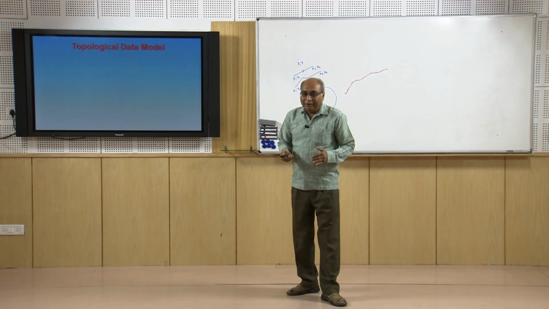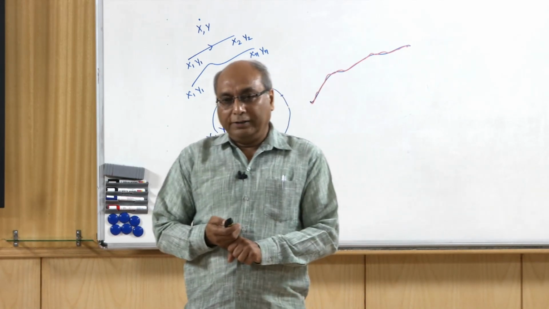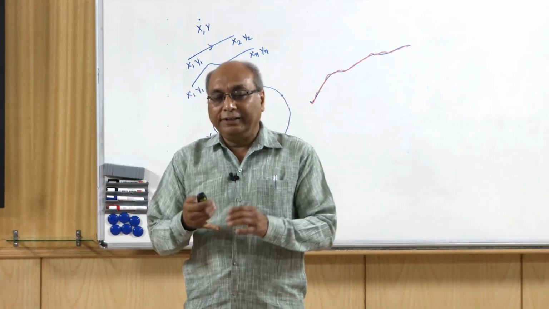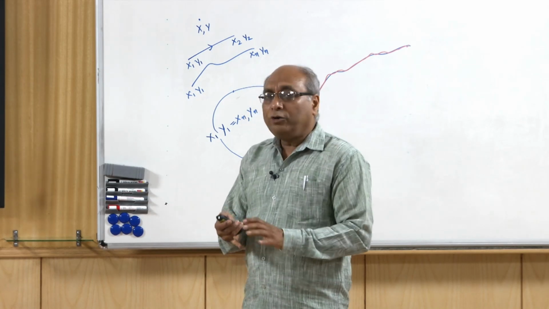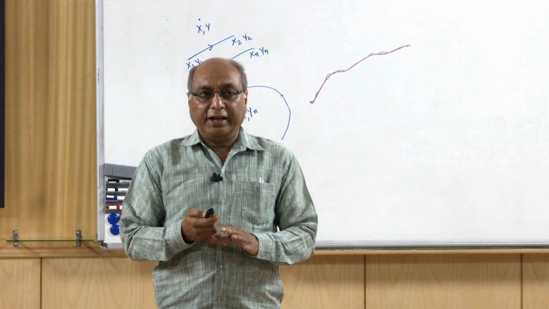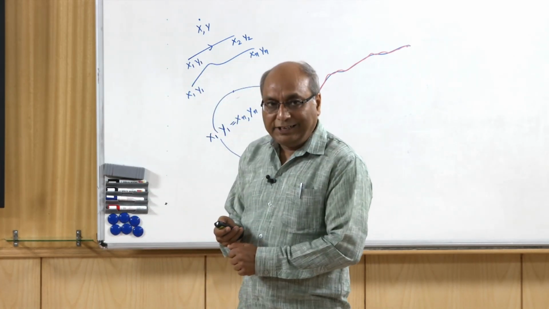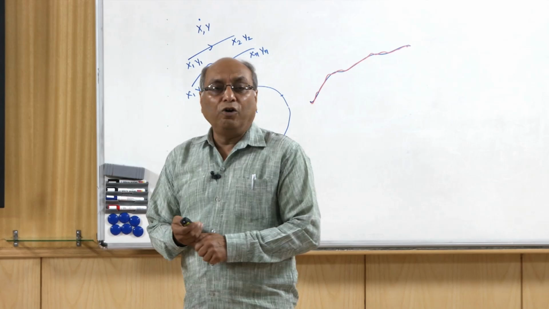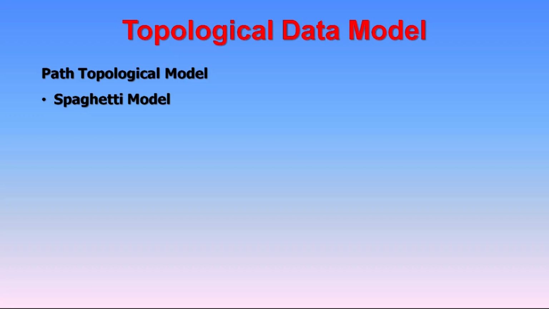Now, mathematicians have further developed this branch of topology. They have brought different topological data models. All topological data models have not been implemented in GIS, probably they are not required, but we will very quickly see the two major categories of topological data models. One is called the path topological model, which has two different types.